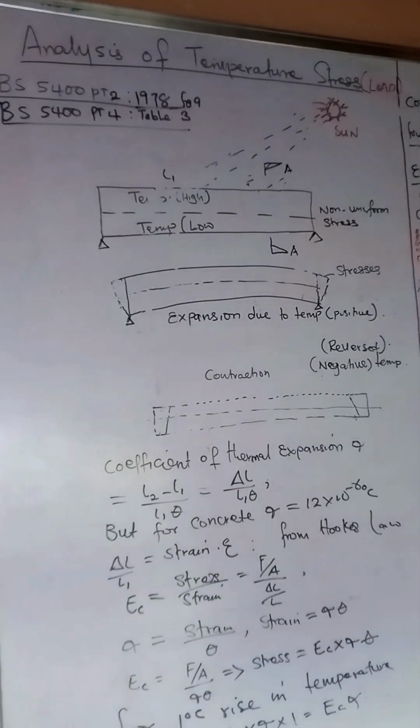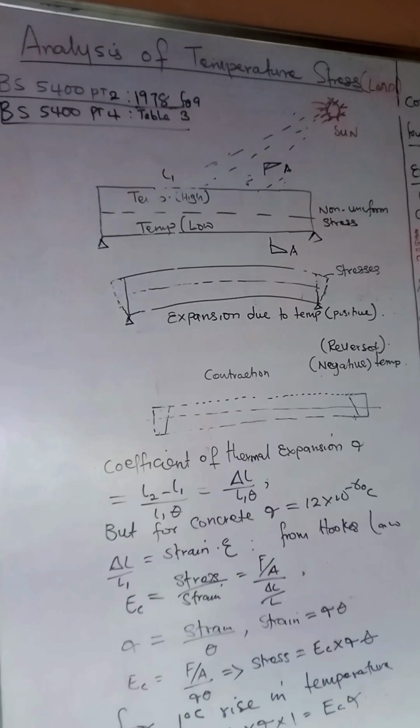Welcome viewers. Today we want to look at analysis of temperature load in bridges, and we are going to look at the code of practice, the British Standard BS 5400 Part 2, 1978, as well as BS 5400 Part 4, 1978, Table 3. Okay, now let's start by looking at the analysis of temperature on the structure.